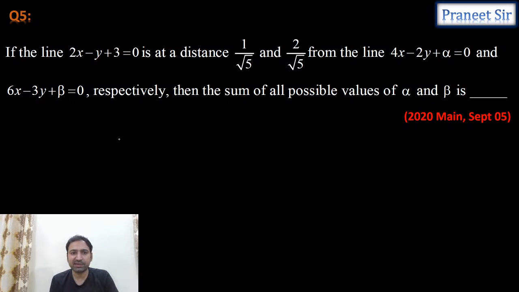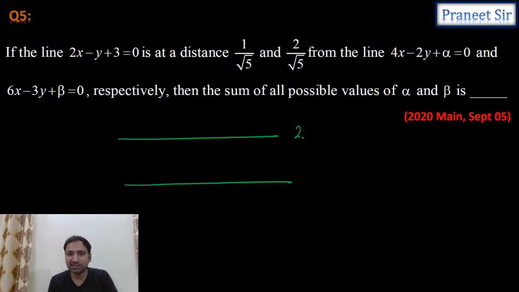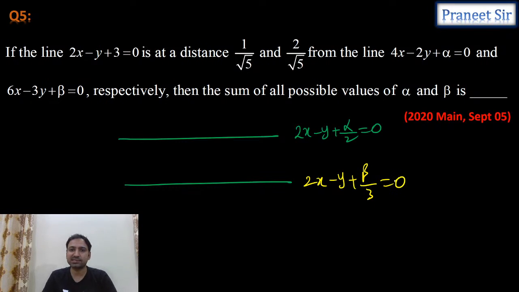So two lines are given. The given two lines are parallel. One line is 2x minus y plus alpha by 2 is equal to 0. Another line is 2x minus y plus beta by 3 is equal to 0. These are the two lines he has given. And what he is saying is there is another line. We don't know where this line is.